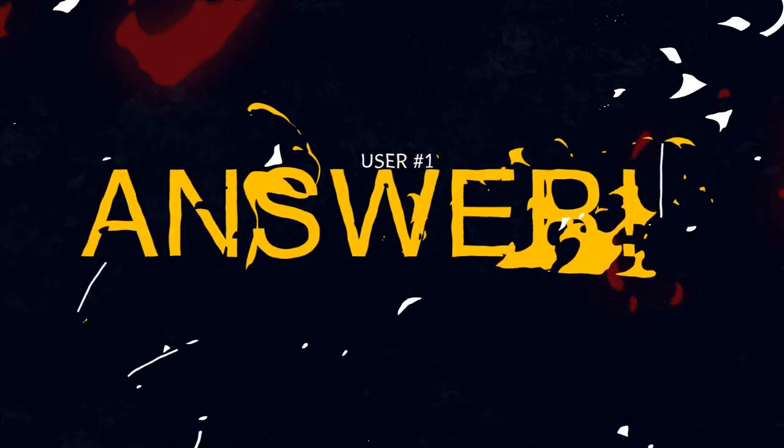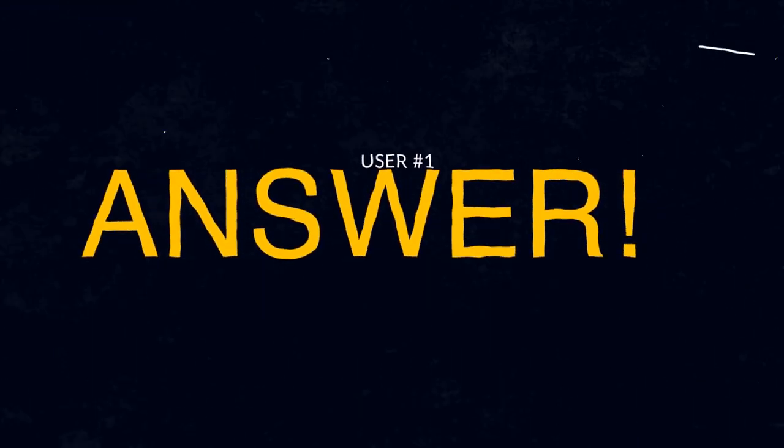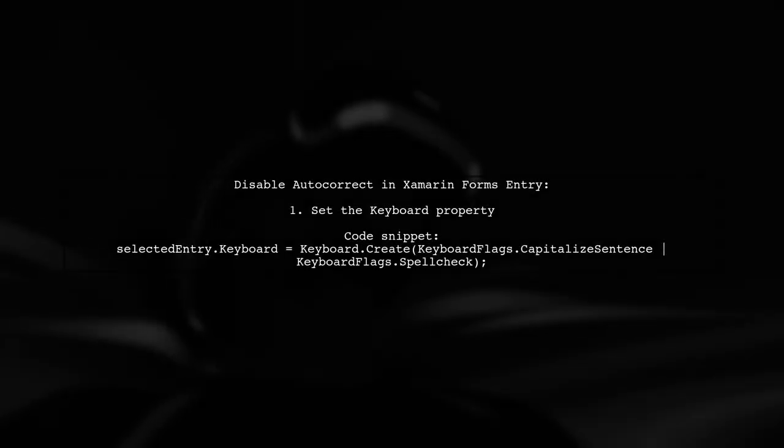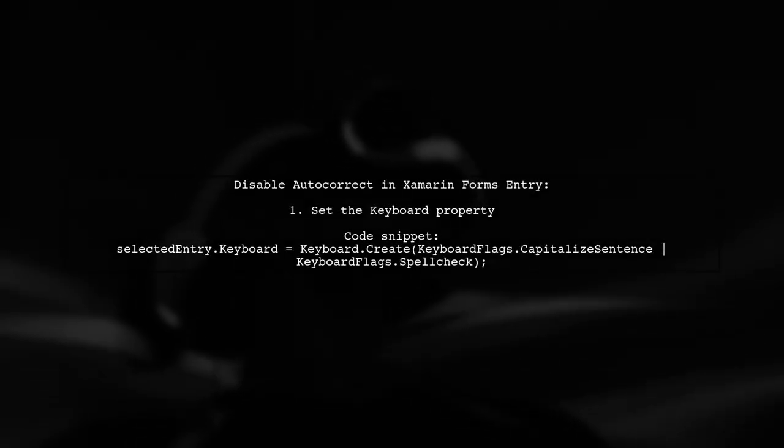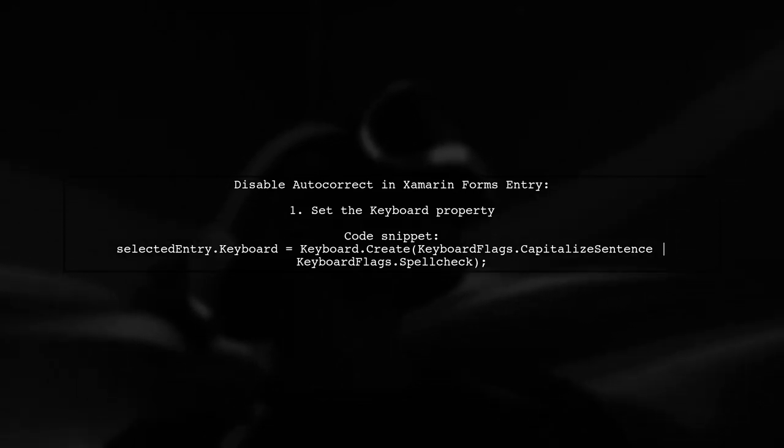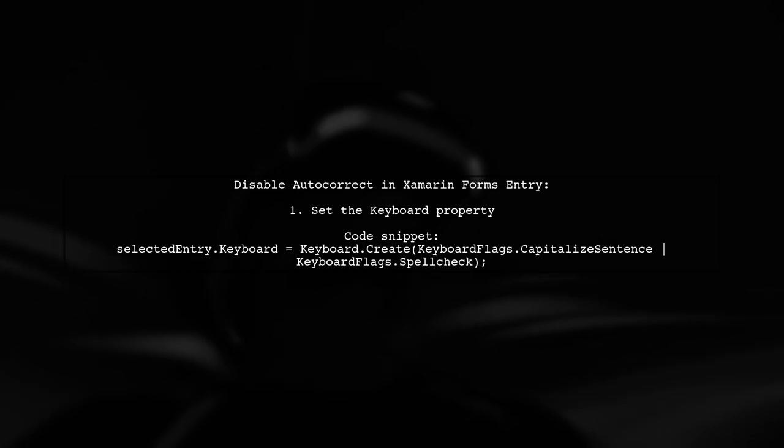Let's now look at a user-suggested answer. To turn off autocorrect in the Xamarin Forms entry component, you can adjust the keyboard settings.